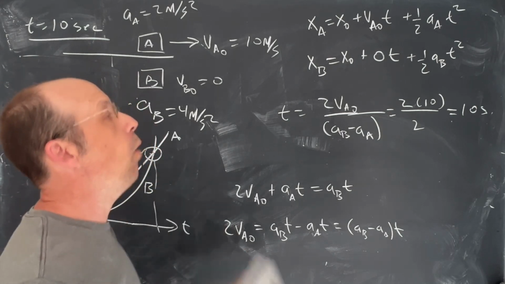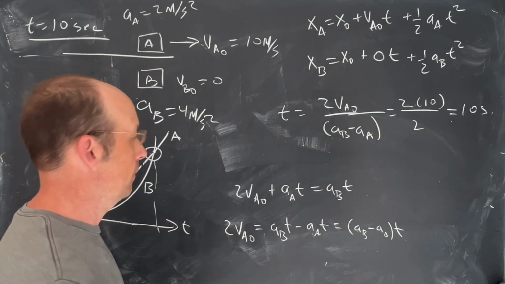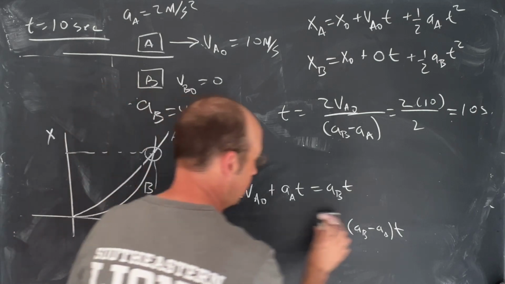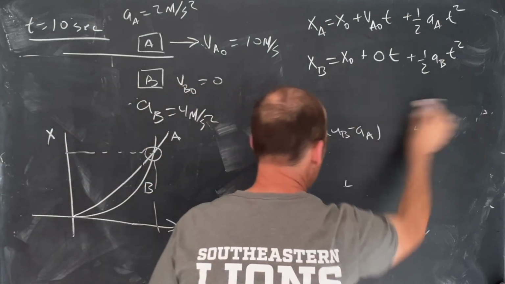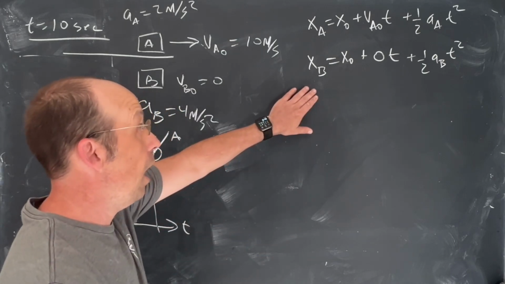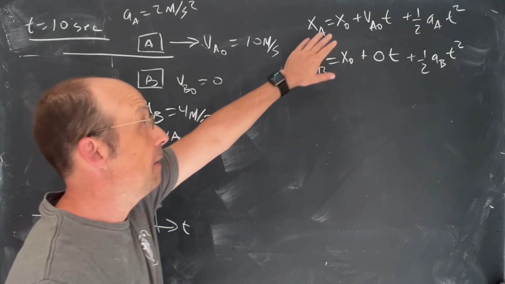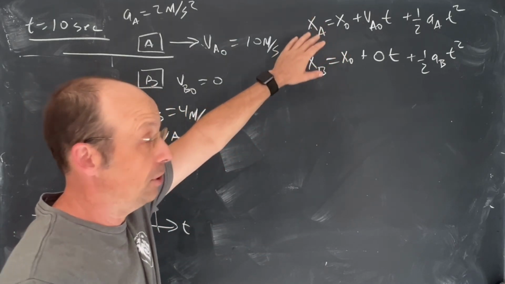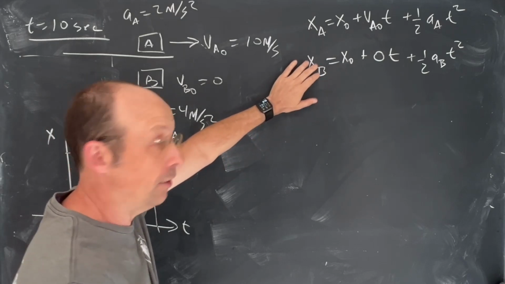But I didn't care about when they meet. I want to find out where they meet. What's the x value? Okay, so let's erase this. Remember, they have to have the same position at the same time. So I can take either one of these equations, plug in my value for t, and I should get the answer. This one's easier, so I'm going to go ahead and do that one.